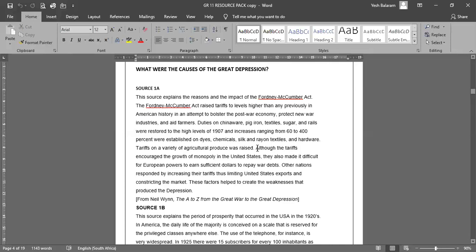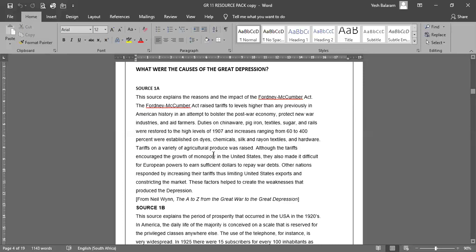Now, why did the government do this? They wanted to prevent people or companies importing goods. Whenever a country imports goods, it means that money leaves the country. So to prevent this, the presidents and the American government decided that they will increase tariffs to discourage the growth of or the increase of imported goods in the United States.